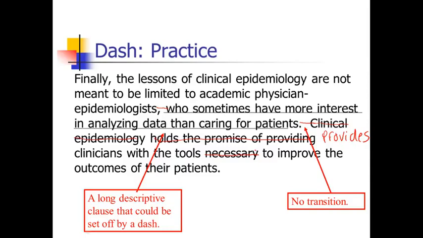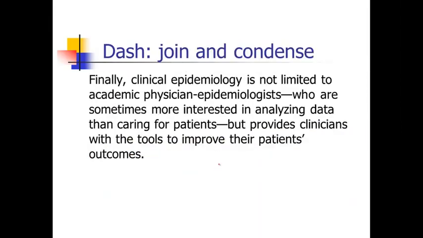And then we get this, the outcomes of their patients. This is a case where you can get rid of a couple of words by saying, instead, patients' with an apostrophe, outcomes. So you dump a few words there. So there's a few ways we can tidy this up, as well as adding the dash to join and condense. So we end up with, finally, clinical epidemiology is not limited to academic physician epidemiologists who are sometimes more interested in analyzing data than caring for patients. We're dropping in that little extra bit there, but provides clinicians with the tools to improve their patients' outcomes. So that's a lot smoother, and again, it gets the information across much more efficiently.